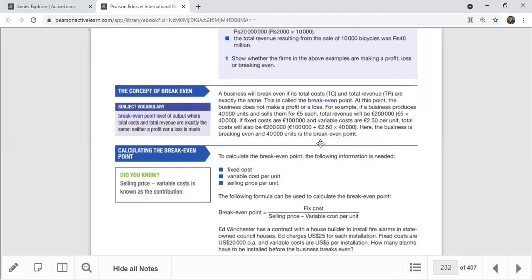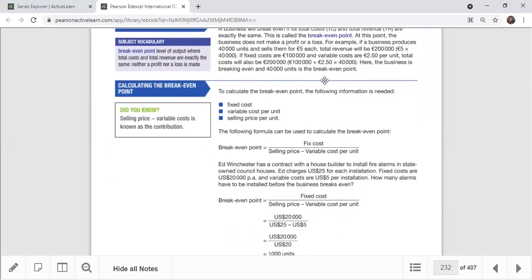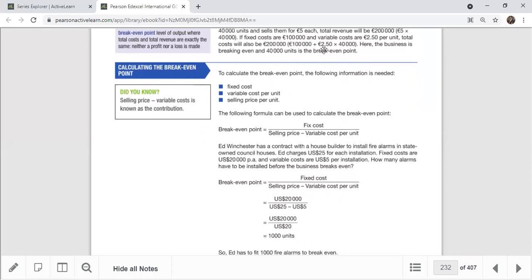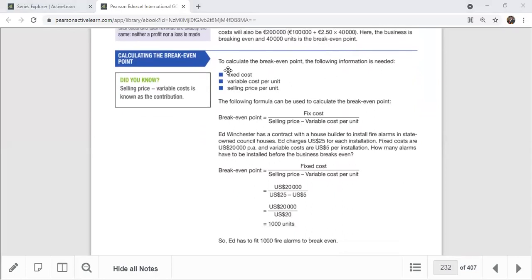If you calculate the break-even point, this is the formula we use. When you calculate the break-even point, we are using three elements: fixed cost, variable cost per unit, and selling price per unit. You can see break-even is a relationship between these three. So we derive that the break-even point equals total fixed cost over selling price minus variable cost per unit. In mathematical terms, we write the quantity BEP equals FC over SP minus VC.